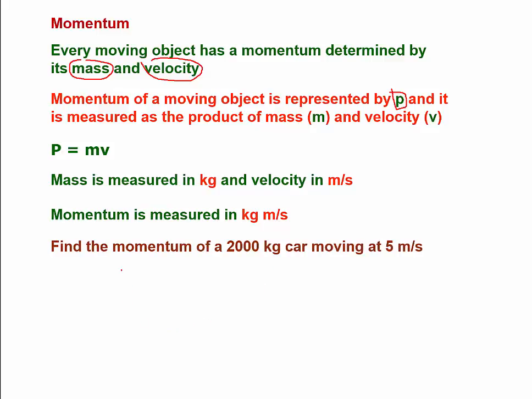How about a small calculation? Find the momentum of a 2000 kilogram car moving at 5 meters per second. We have the mass, we have the velocity, therefore we can find the momentum as p equal to mass times velocity. That will be 2000 kilograms times 5 meters per second, and that is 10,000 kilogram meter per second.